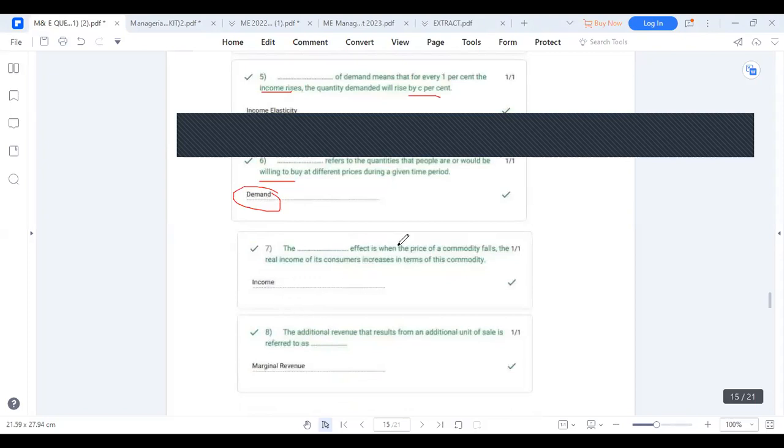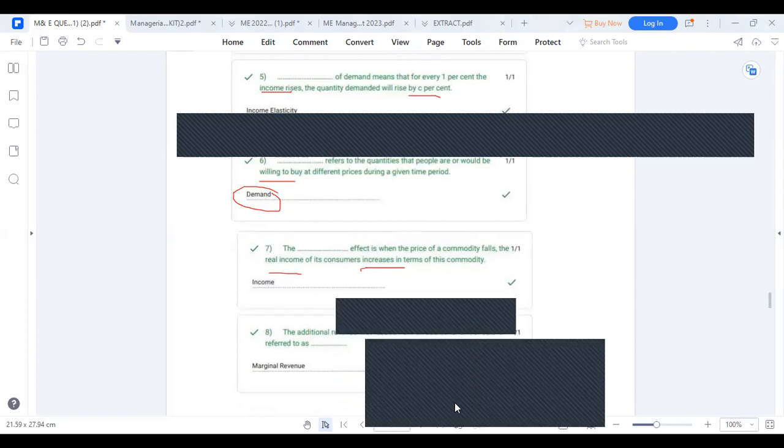What effect occurs when the price of a commodity falls? The real income of its consumers increases. That is called the income effect. We have two types of effects. There's what is called the income effect, and there's also what we call the substitution effect. Income effect and substitution effect. What is the income effect? What is the substitution effect?